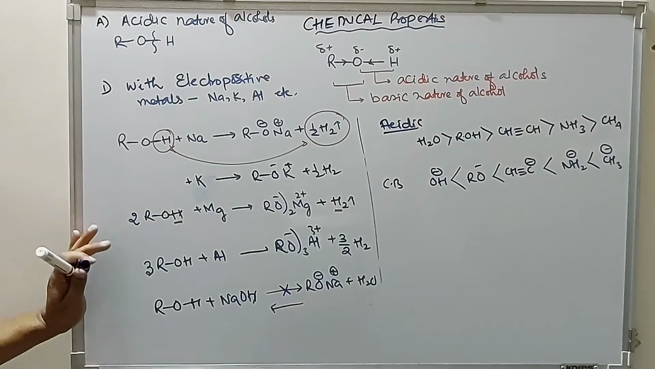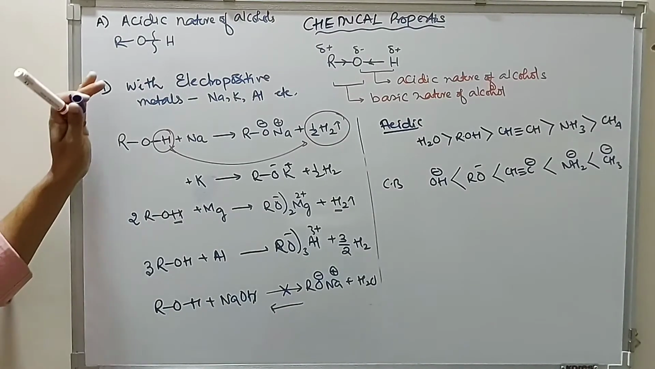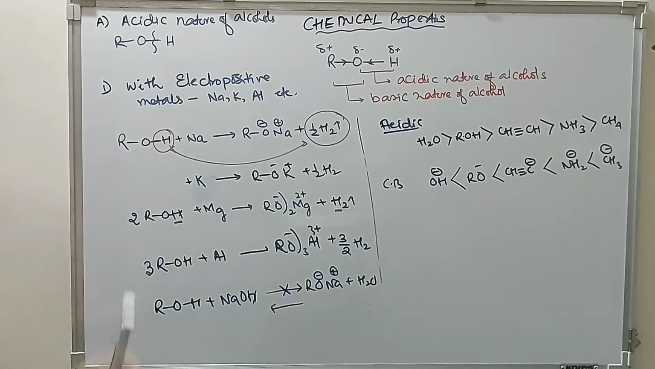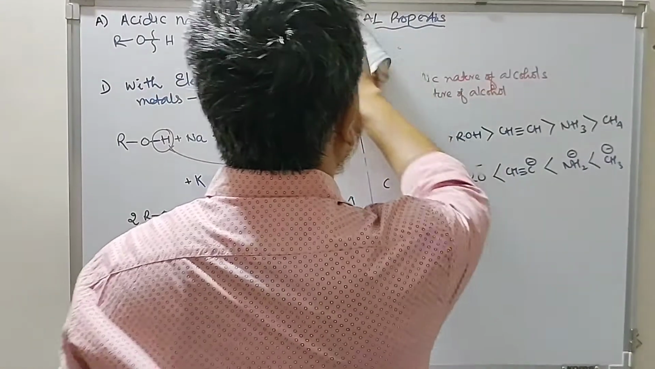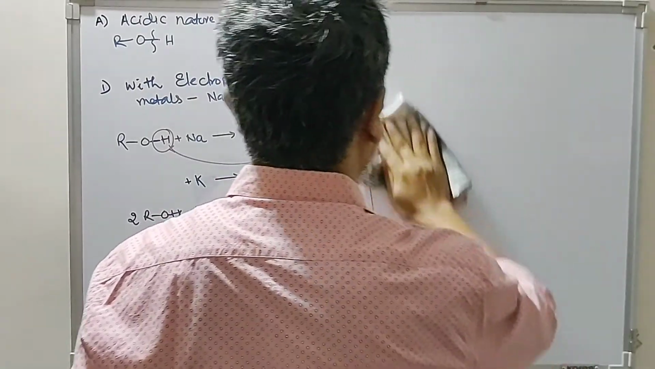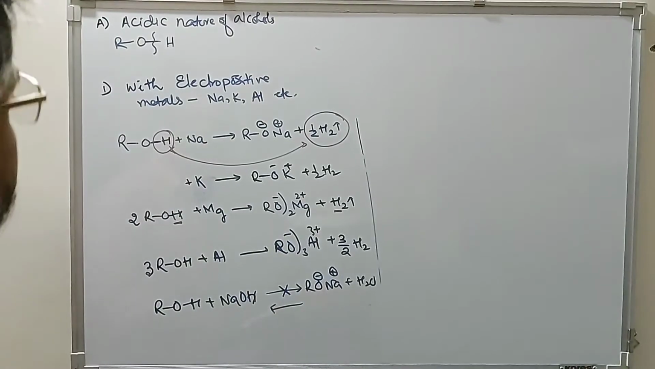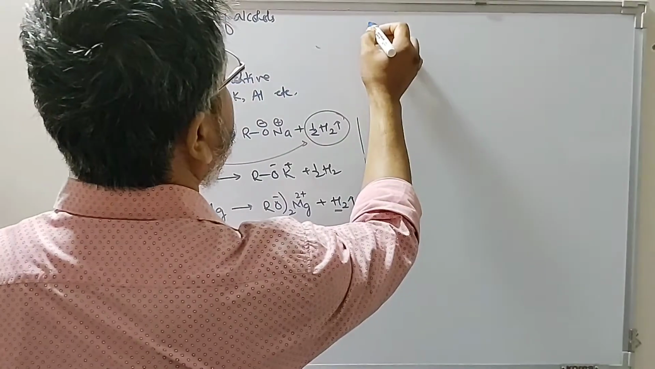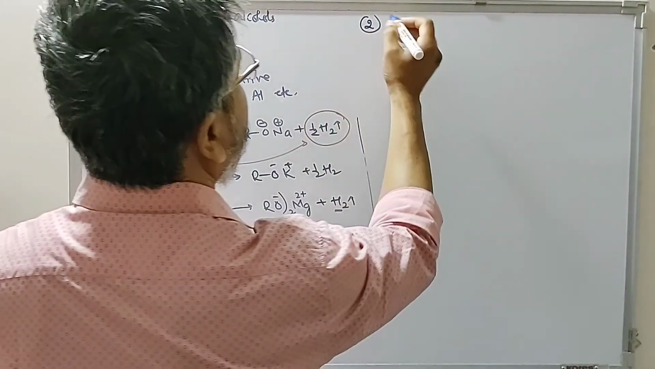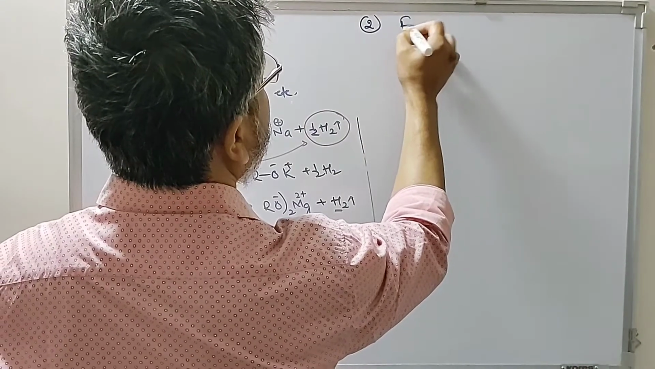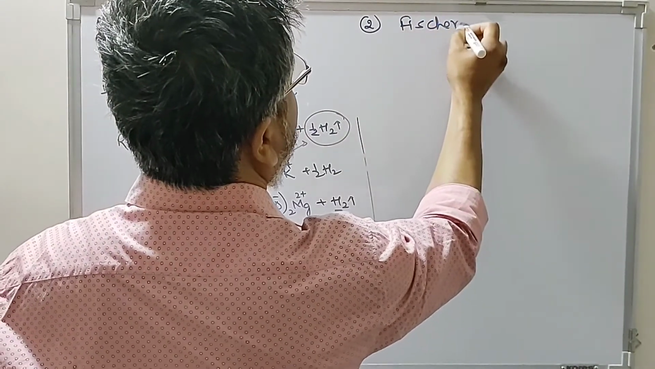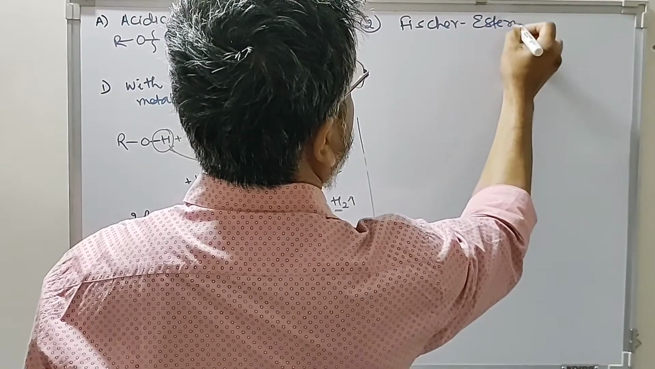So this is the acidic nature of alcohols, which is proved by the reaction with strongly electropositive metals of group 1 and group 2. Take the second reaction here. And this reaction is a name reaction. This is a very important name reaction of alcohol, that is the Fischer esterification reaction.